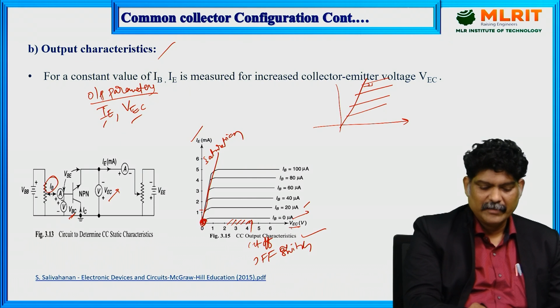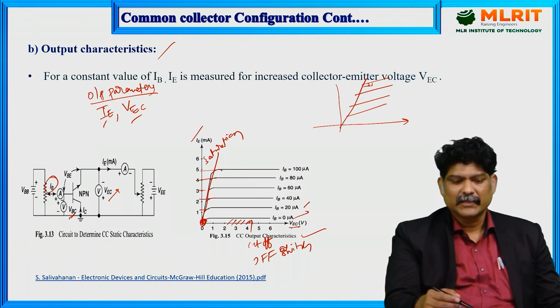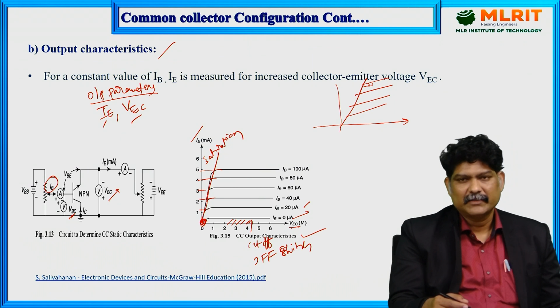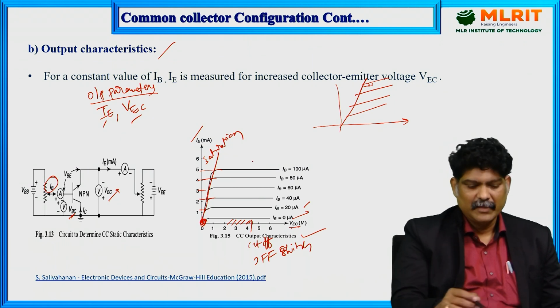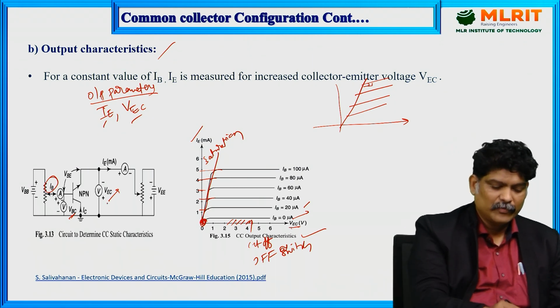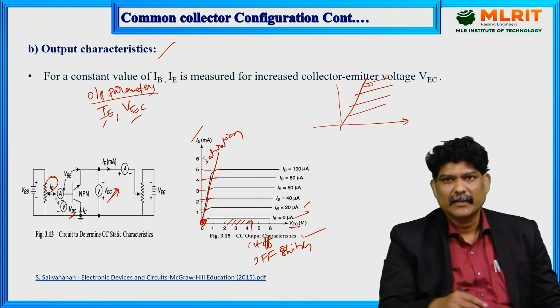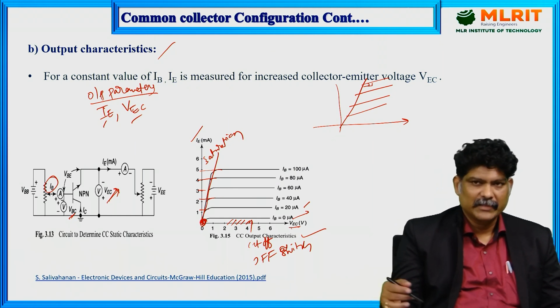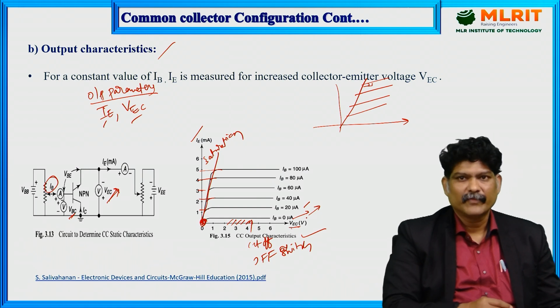So see here, this is constant current, that is, the emitter current reaches almost a saturation level. If you keep on increasing the output voltage VEC, there is no increase in the output current, because the output section is reverse biased. Only the base current will flow through the output side.